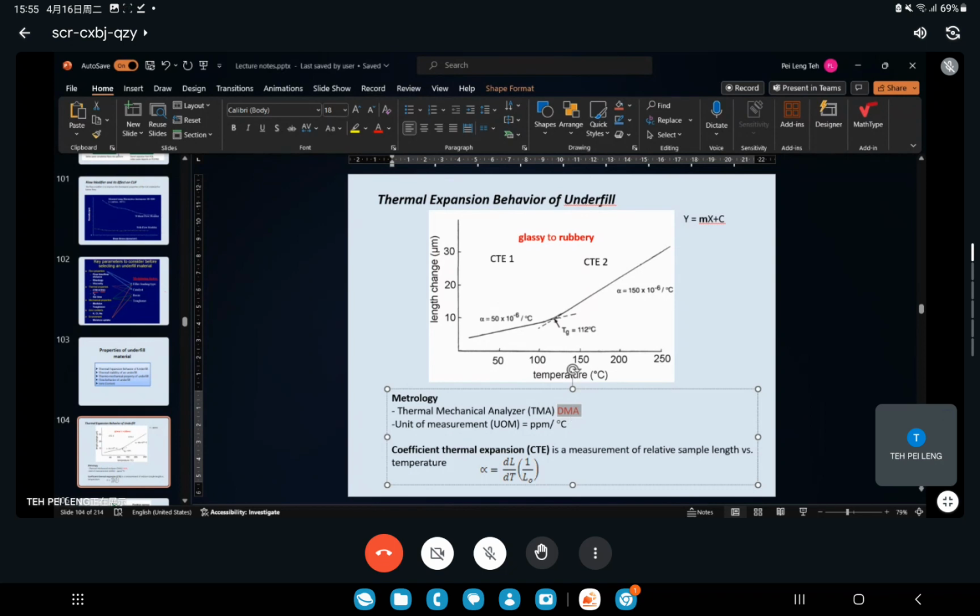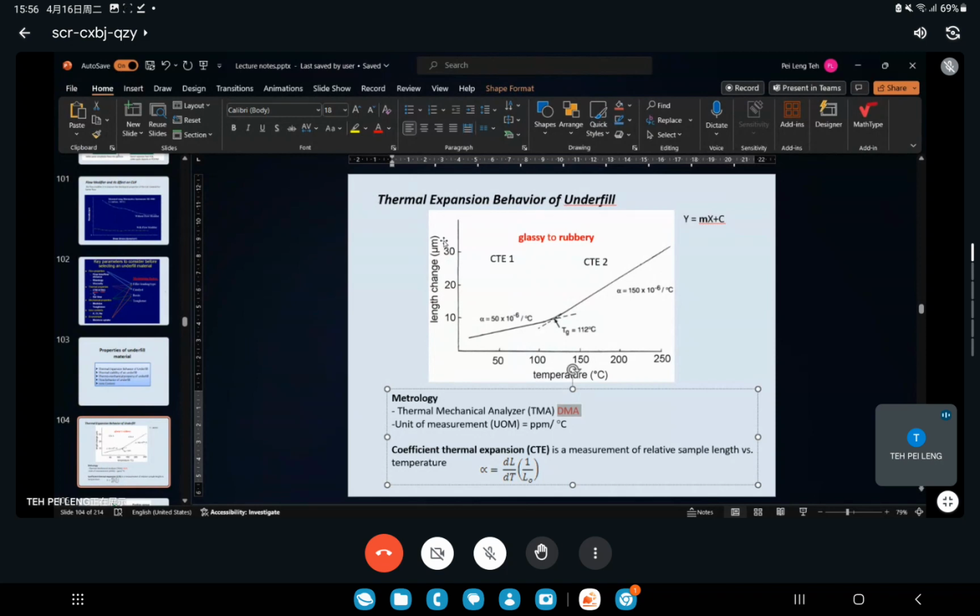So, di sini ada berapa orang? 35. I assume semua orang buka telinga ya. Jangan mengantuk. Okay, buka telinga, dengar betul-betul. Supaya jangan kesal. DMA tak akan bagi kamu thermal expansion behavior.